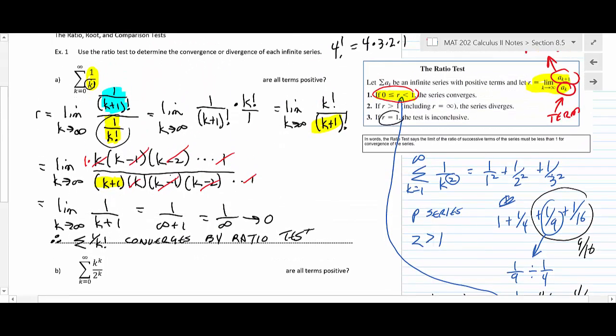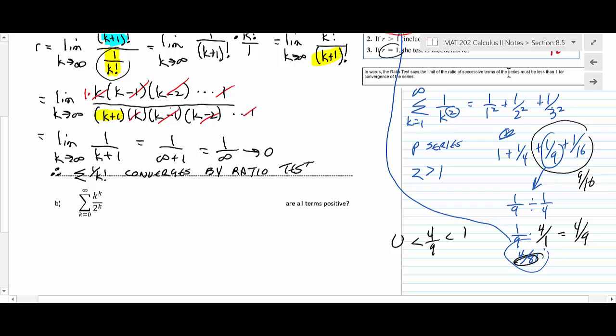Now, one thing that I failed to mention is that on the ratio test, all the terms have to be positive. That's one thing that you have to verify. If they're not positive, you can't use it. So if you were dealing with an alternating series where you had some negative terms in it, with oscillating terms, you couldn't use the ratio test on it. There's something else you have to use.